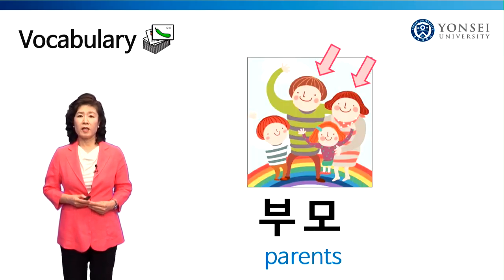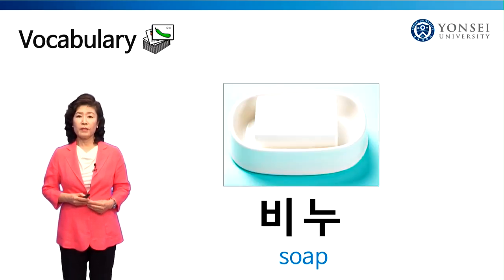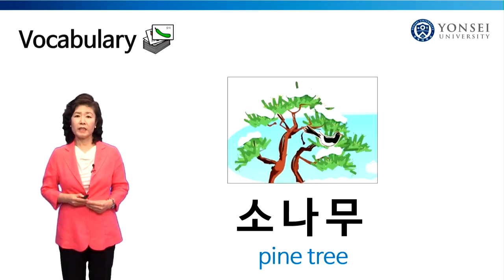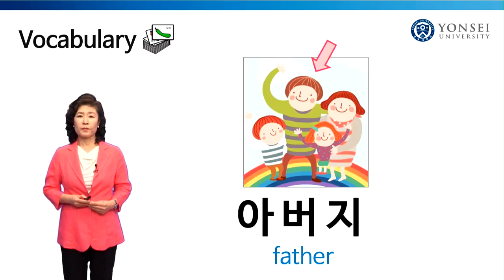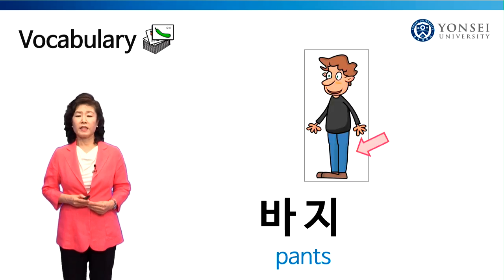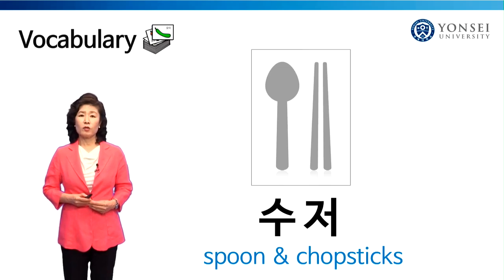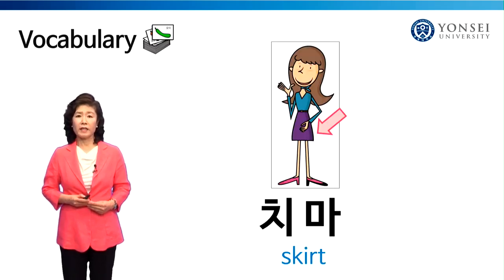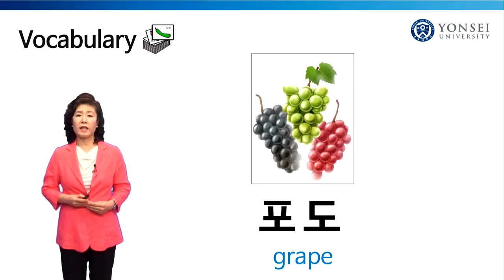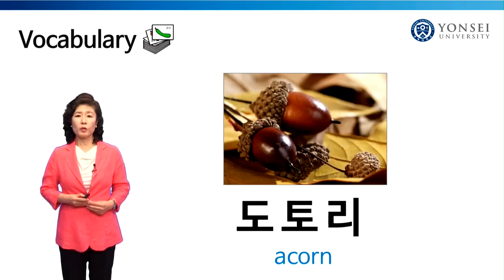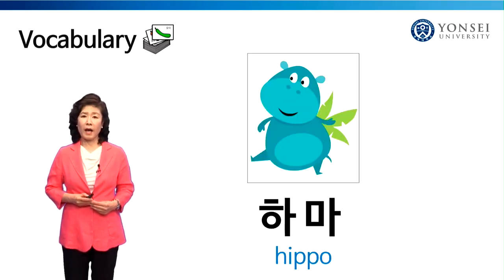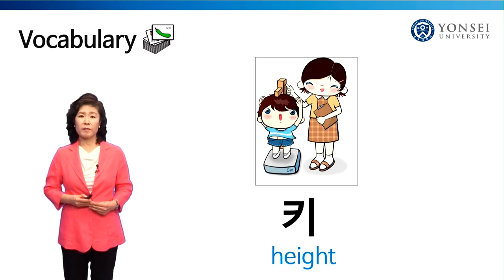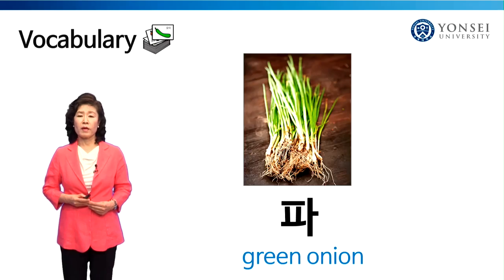머리, 부모, 비누, 두부, 보리, 소나무, 아버지, 바지, 수저, 차, 치마, 기차, 포도, 도토리, 하마, 피리, 키, 코, 파.